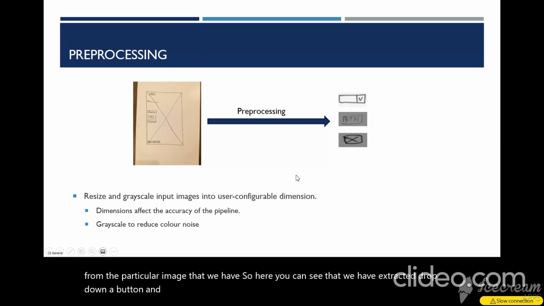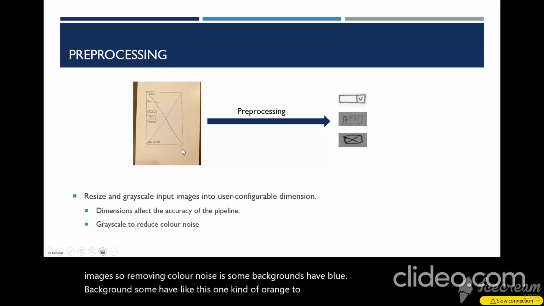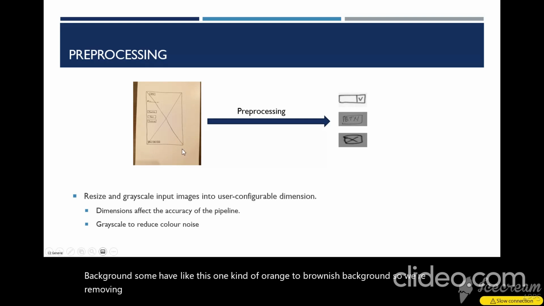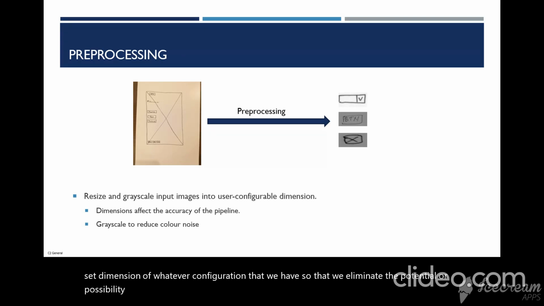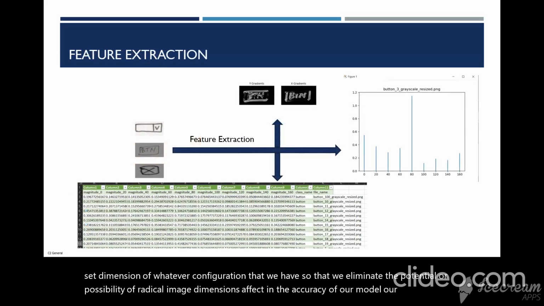In our approach for pre-processing, we are grayscaling the images, so removing color noise. Some backgrounds have a blue background, some have, like this one, an orange to brownish background. So we're removing that by grayscaling the images, and we're also changing the image dimensions to a set dimension of whatever configuration that we have, so that we eliminate the possibility of image dimensions affecting the accuracy of our model. Our features, which is the next step, are HOG features.